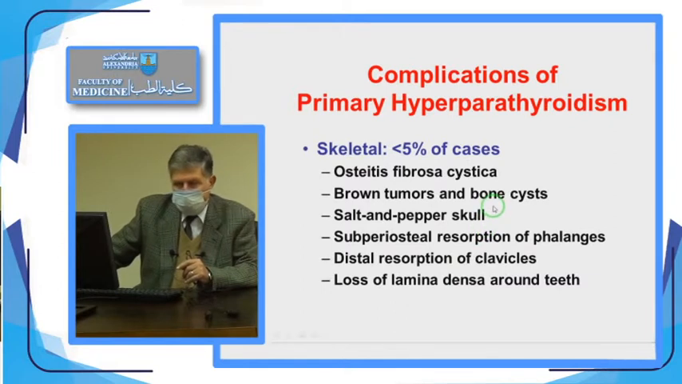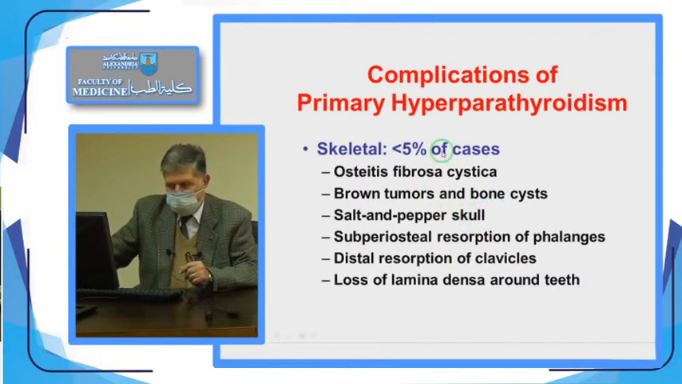But sometimes they can present with skeletal manifestations. This is less than 5% of the cases, and it can affect the bone in the form of osteitis fibrosa cystica, as the name implies. Due to lysis of the bone, there are cystic areas, not filled with air but filled with fibrous tissue and granulomas. That's called osteitis fibrosa cystica. And this will appear as brown tumors, because they are tumorous, and with bone cysts on the X-ray. I will show you the slides.